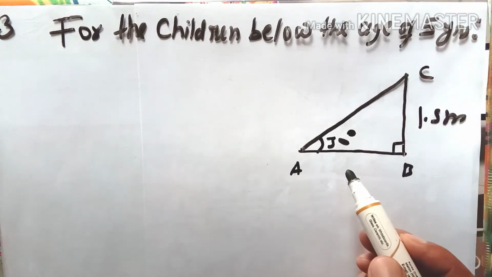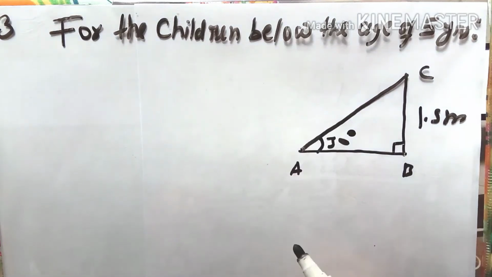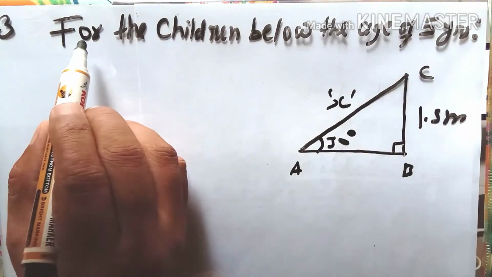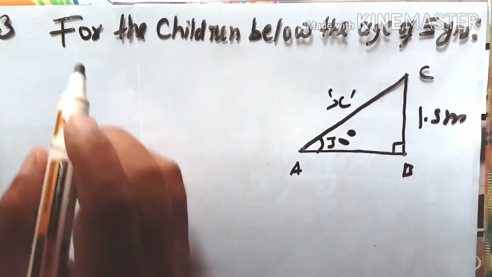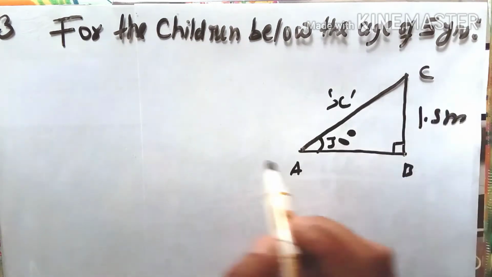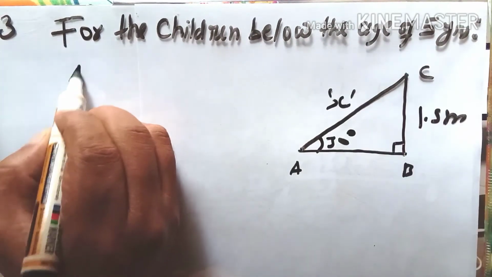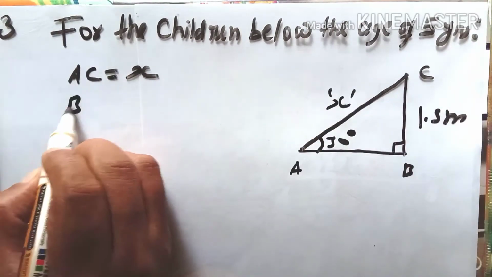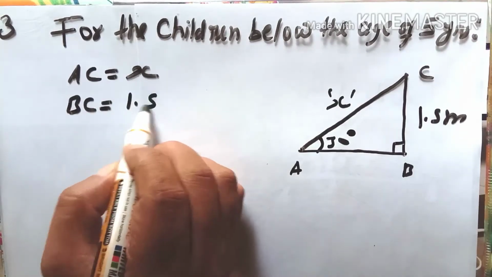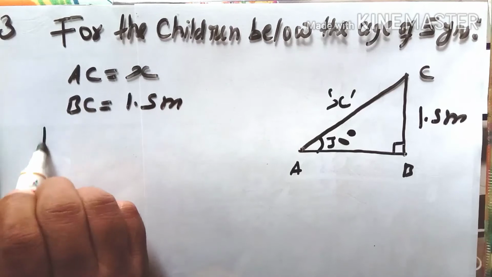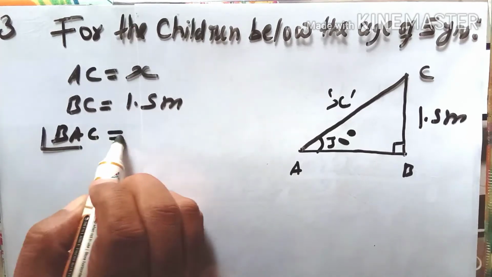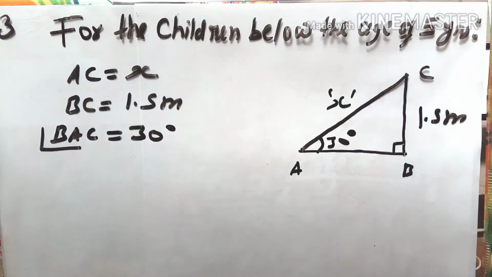Now here we need to find the length of the slide for the children below the age of 5 years, which we assume here, consider X. So for the children below the age of 5 years, the length of the slide we are considering X. So here AC equals to X. And after that here the height given here BC equals to 1.5 meter, followed by the angle, that is BAC, which is equals to 30 degree. So with this information we can find the length of the slide.